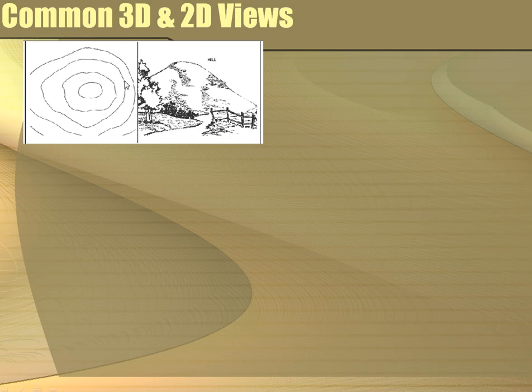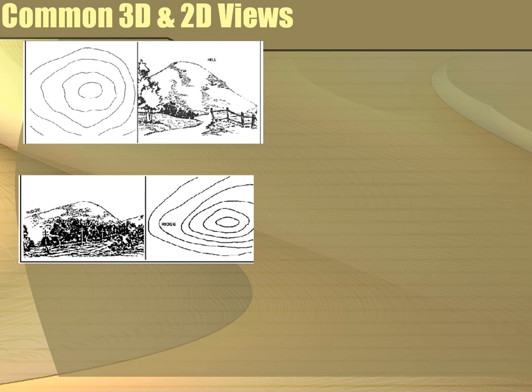Some common 3D and 2D views. Here we have a hill. And that's what it looks like on a map. Circles in circles. Here we've got another hill, only it's gentle on one side, steeper on the other. Circles within circles, gentle to the side, and steeper on the bottom, kind of like stairs. Again, when they're close together, it indicates it's steeper. Further apart, it's a gentle slope.